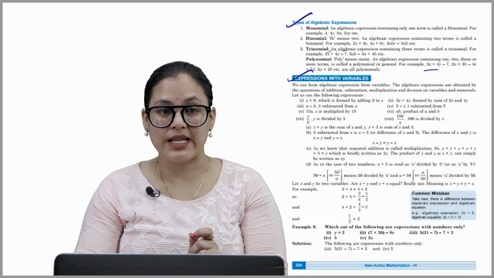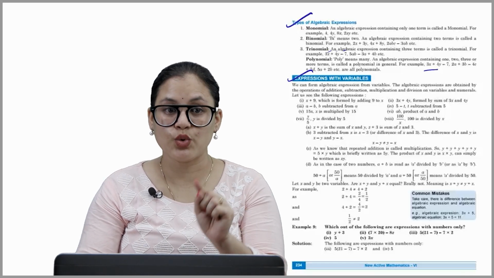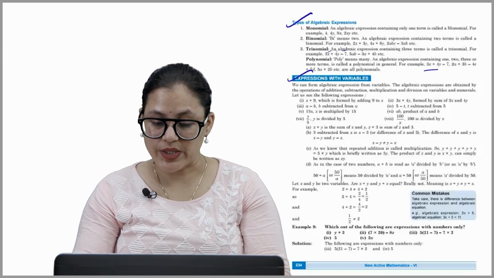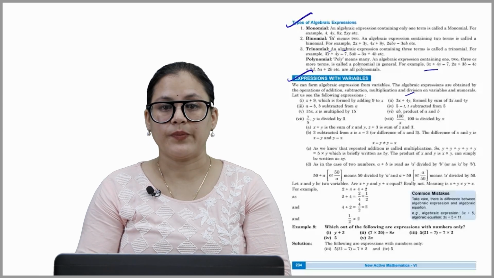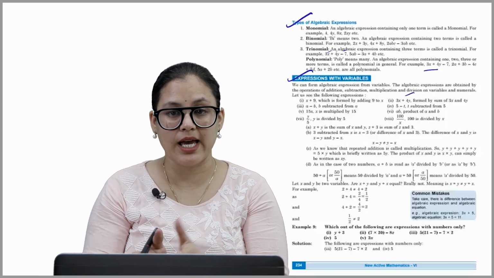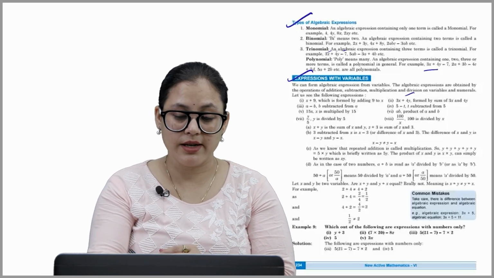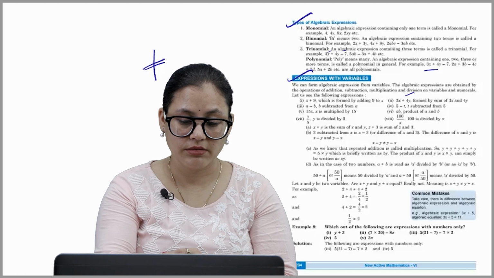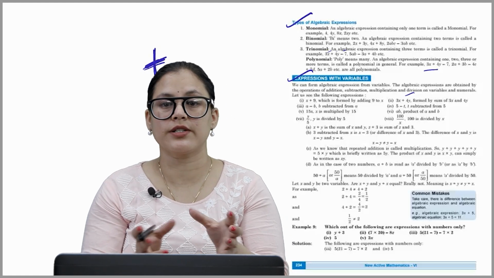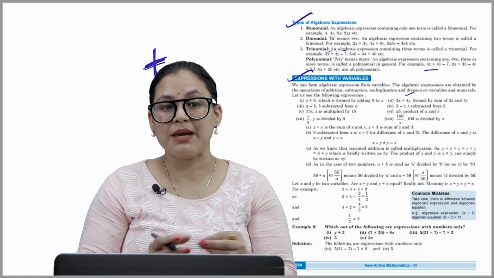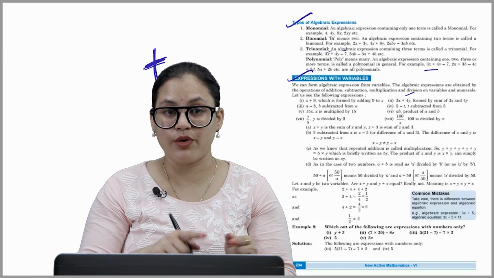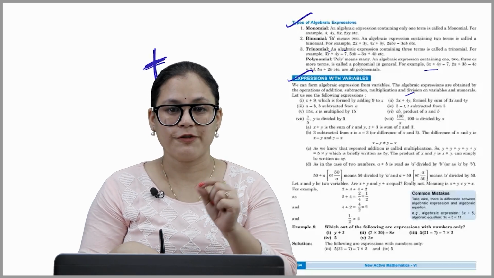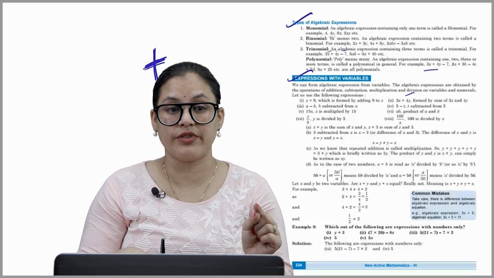1. x plus 9, which is formed by adding 9 to x. 2. 3x plus 4y, formed by the sum of 3x and 4y. Whenever there is a sign of addition, we will write it as sum. 3. a minus b, b subtracted from a. 4. 5 minus t, t subtracted from 5.